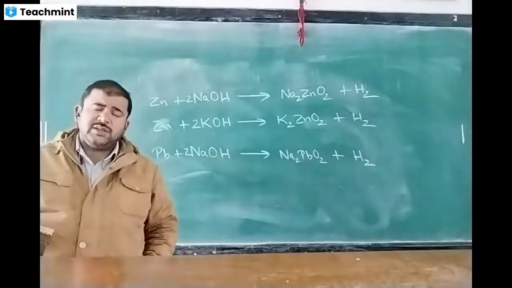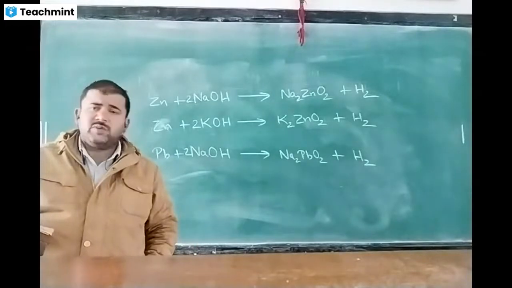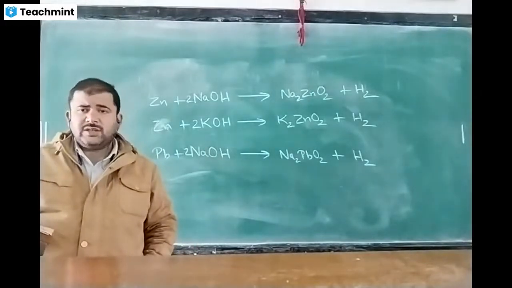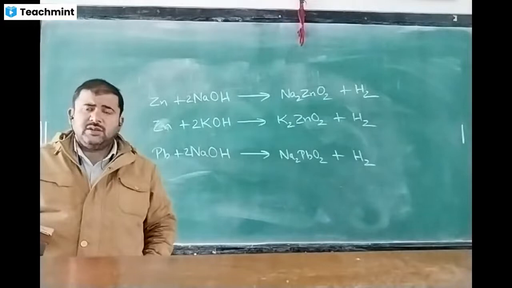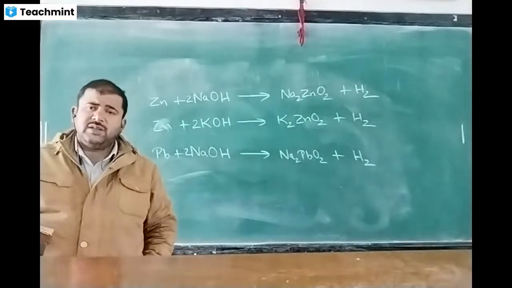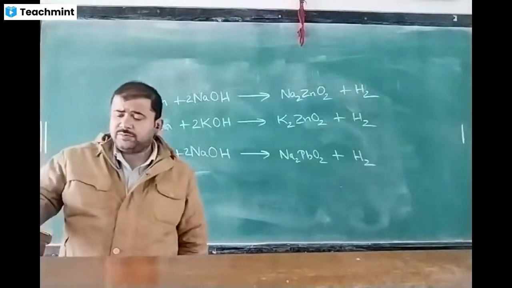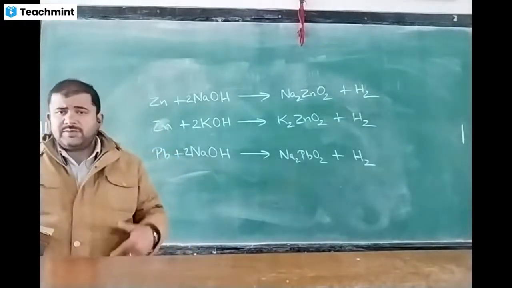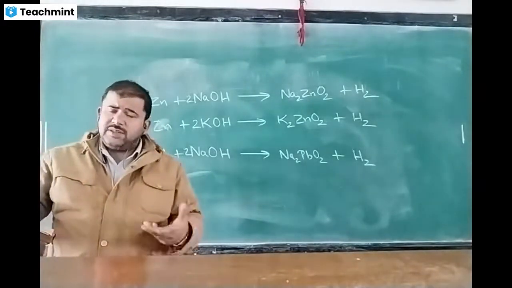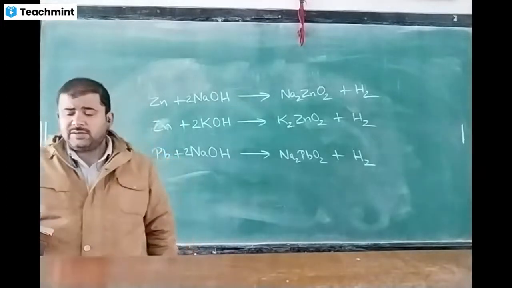Amphoteric nature means both acidic character and basic character are present. If both acidic and basic character are present in the same compound, we say it is amphoteric in nature, meaning it behaves as an acidic as well as a basic substance.